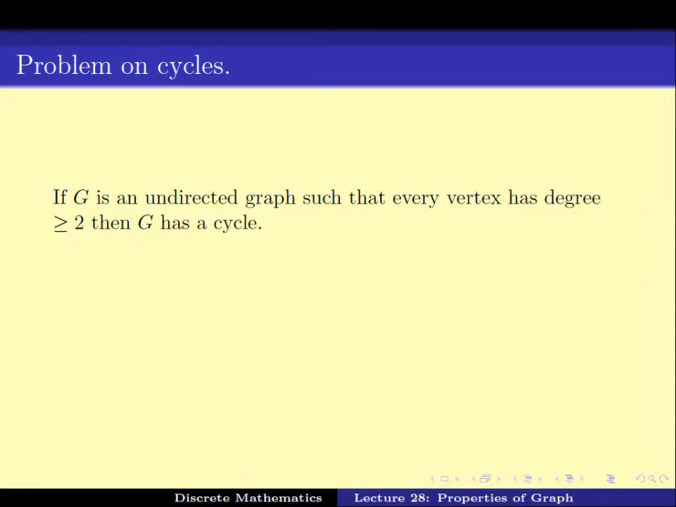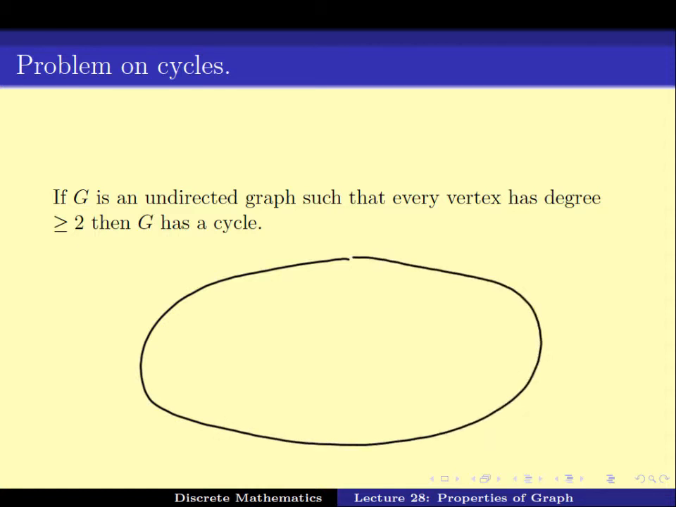So let's see how to prove this statement. If this is a graph, what we can do is start from a vertex and keep on walking on the edges. Because every vertex has degree greater than or equal to 2, whatever edge I enter from, I will try not to go out from that same edge. So I enter a vertex from an edge and leave the vertex from a different edge.